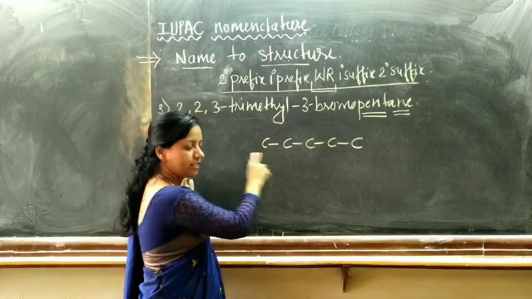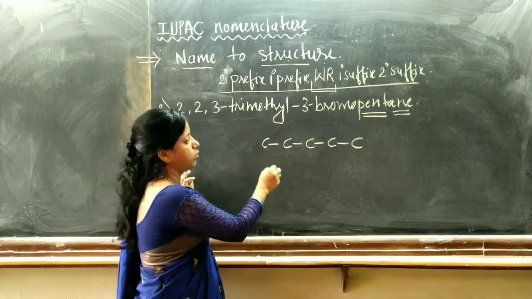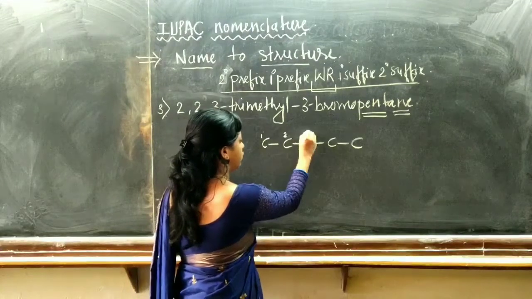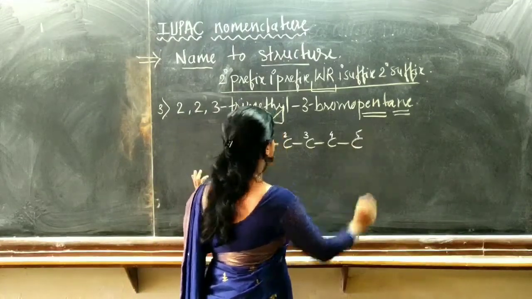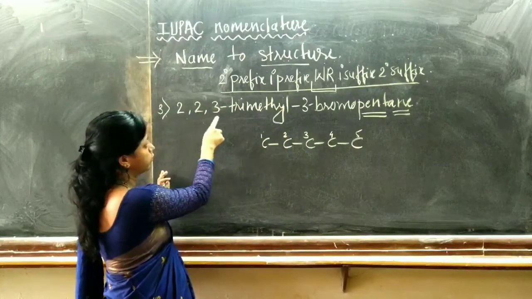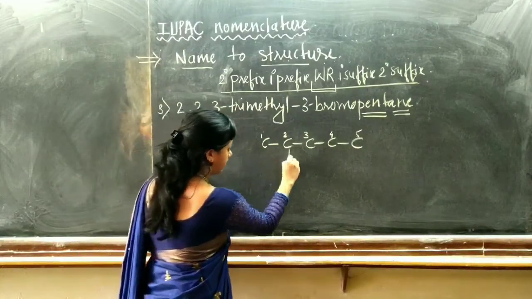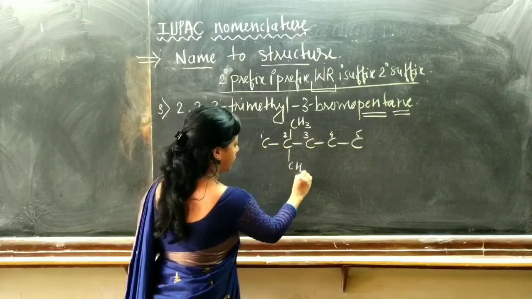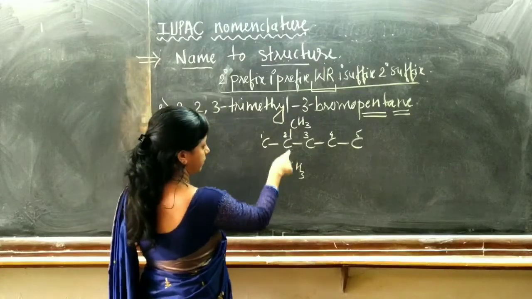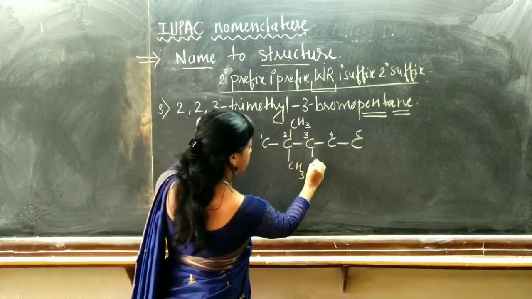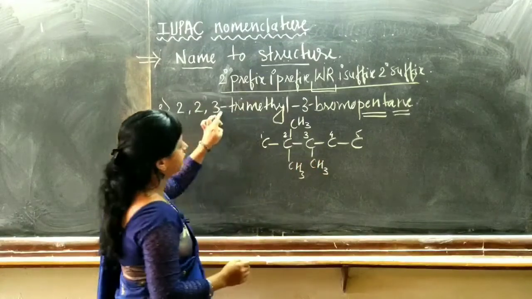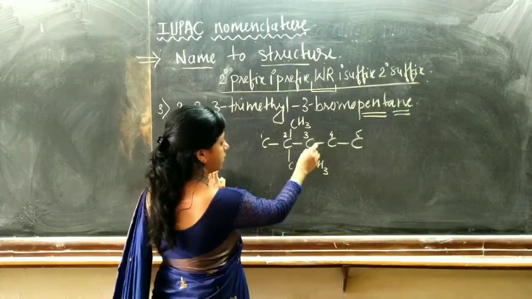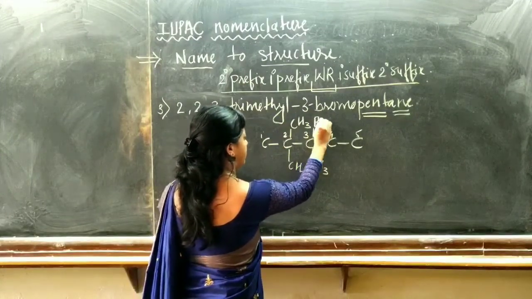So first, after writing this chain, we have to number it. Just give the numbering 1, 2, 3, 4 and 5. Now 2, 2, 3 means it has 2 methyl groups on the second carbon and 1 at the third carbon. Then 3-bromo, this is also a prefix, means one Br is present on the third carbon.